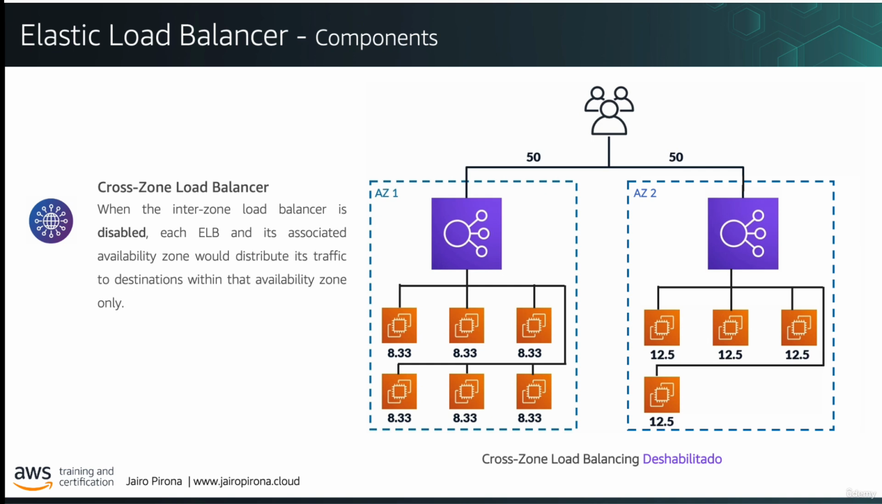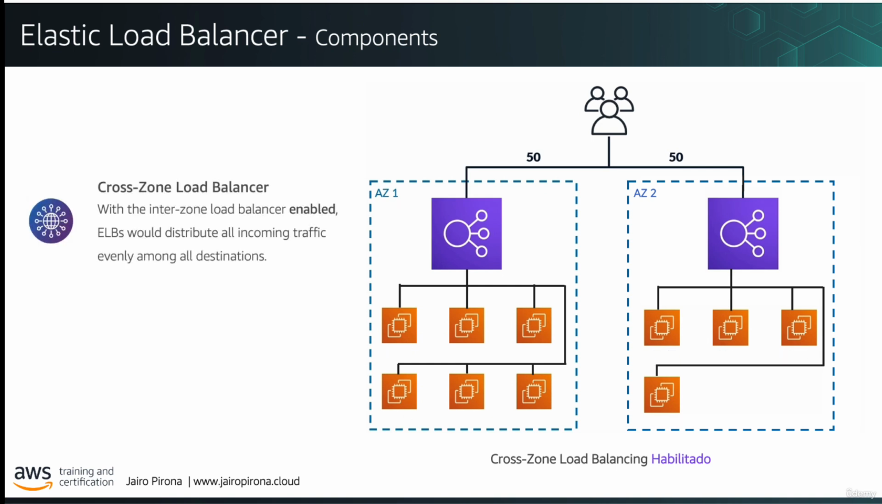Now, with cross-zone load balancing enabled, regardless of the number of destinations in an associated availability zone, the ELBs would distribute all incoming traffic evenly among all destinations, ensuring that each destination in the availability zones would have an even distribution. So, with all this information about ELBs, let's look at how to implement them.